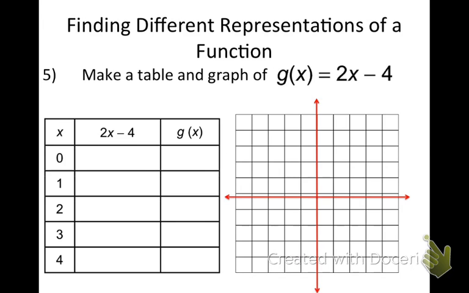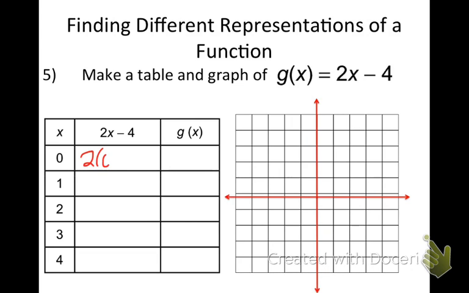Okay, so number 5 here. Now, this is the table the book gave you here. What's wrong with the table they gave you? What do they not have? Negatives. I would suggest always having a few negatives. They give you 0, 1, 2, 3, 4, which are good numbers, but I always suggest having a few negatives in there because negatives do some different things to graphs sometimes.